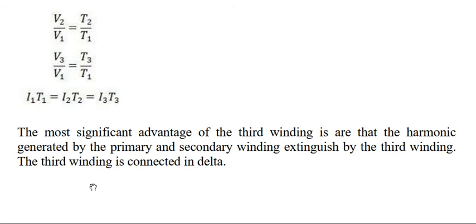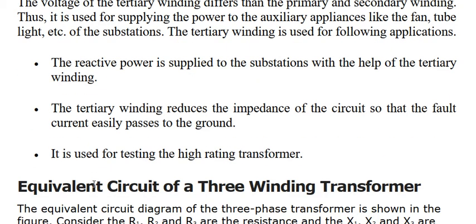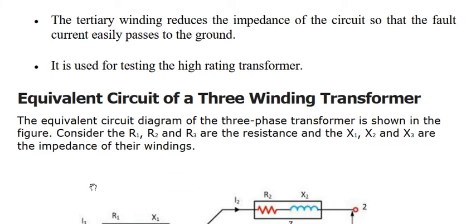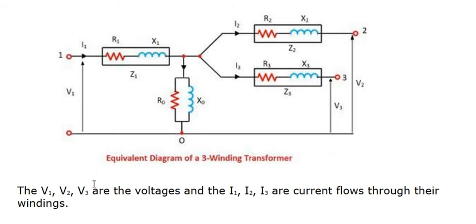The most significant advantage of the third winding is that the harmonics generated by primary and secondary winding are extinguished by the third winding. The third winding is connected in delta. These are the advantages that have already been discussed. Equivalent circuit of three winding transformer. This is an equivalent circuit. V1, V2, V3 are the voltages and I1, I2, I3 are the currents flowing through the windings Z1, Z2 and Z3.